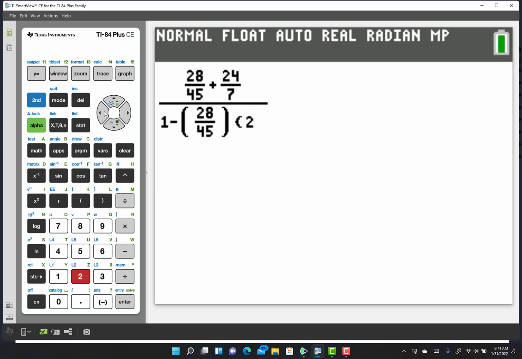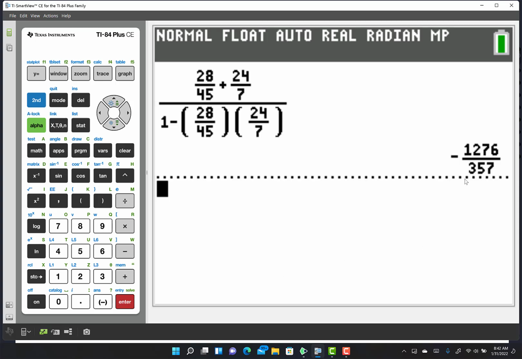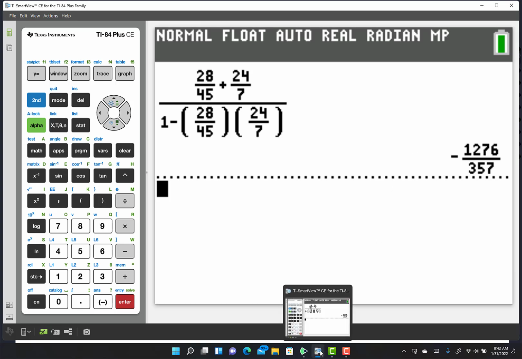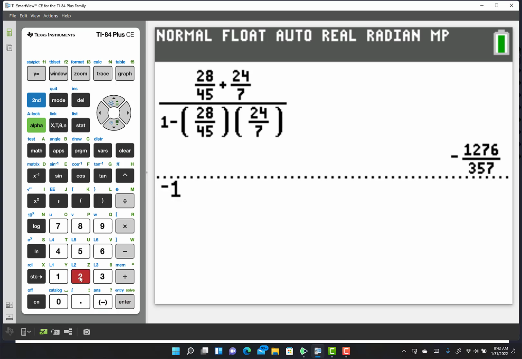You can use an Inspire as well. The Inspire is probably faster. 24 over 7. And it should give me a fraction, but if it doesn't, I'll tell it to give me a fraction. There it is. That's an ugly fraction. Negative 1276, I guess. I don't like it, but I don't see any errors.